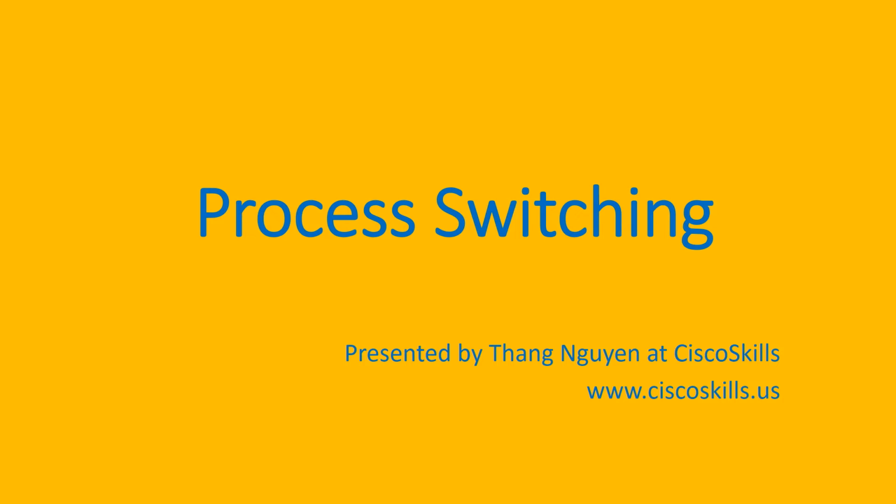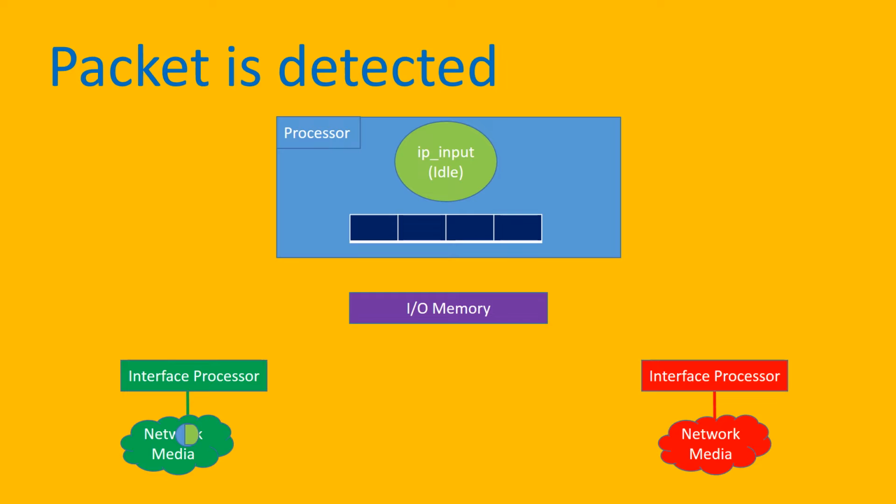In this section, we will talk about process switching. First of all, the network interface processor receives the packets from the wire that need to be processed and transfers them to the I/O memory.